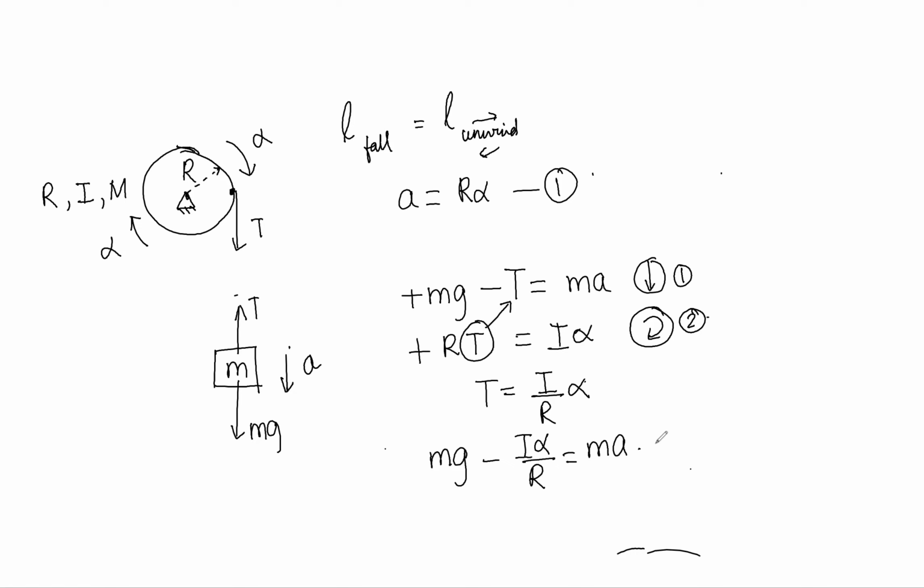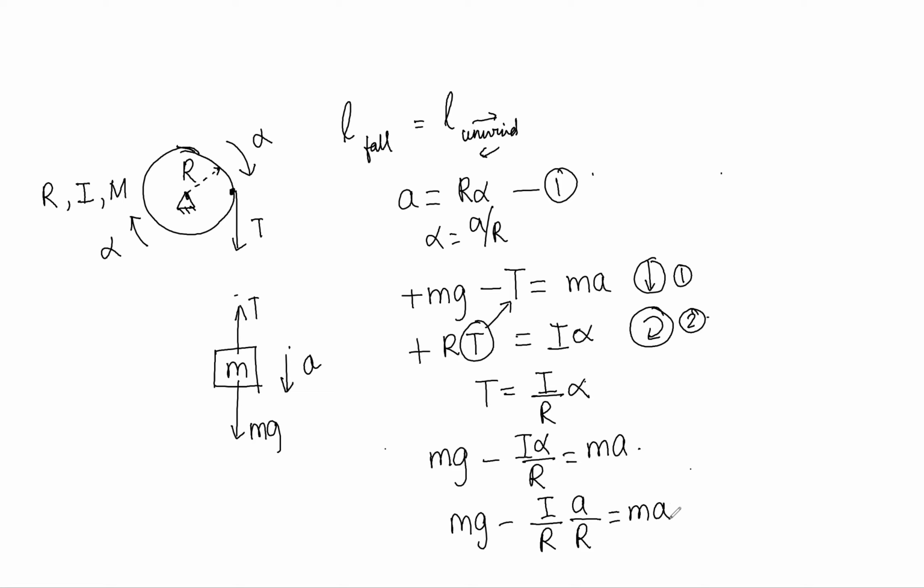Now you choose. What do you want to find out? If you want to find out alpha, I'll replace a with alpha. Okay, a is equal to R alpha. And if you want to find out a, then I'll replace alpha with a by R. Whatever you want to do. So if you want to find out a first, which is what I am going to do, instead of alpha, I'm going to put alpha is equal to a divided by R. So I'll write mg minus I divided by R into alpha, alpha is equal to a divided by R, is equal to ma.